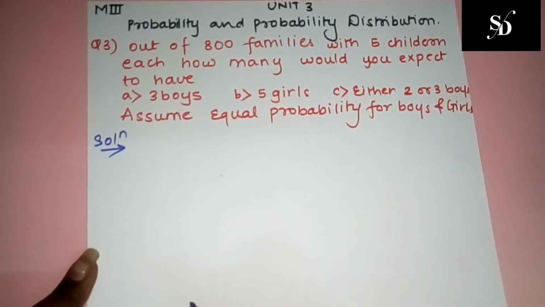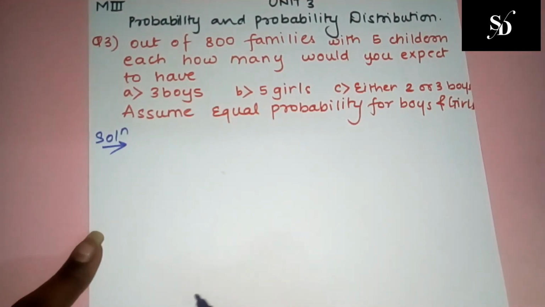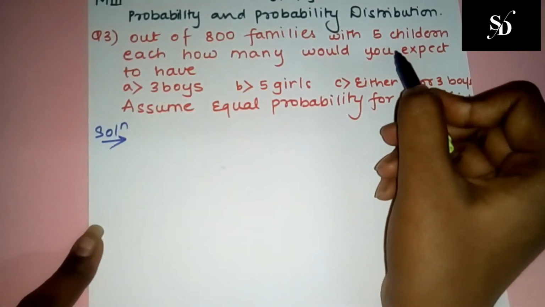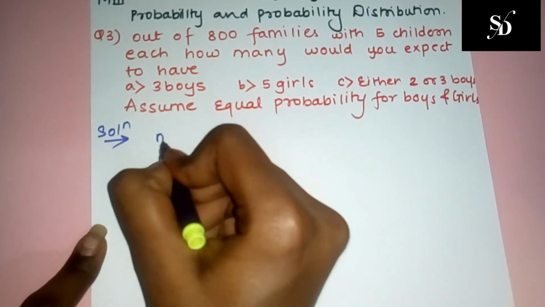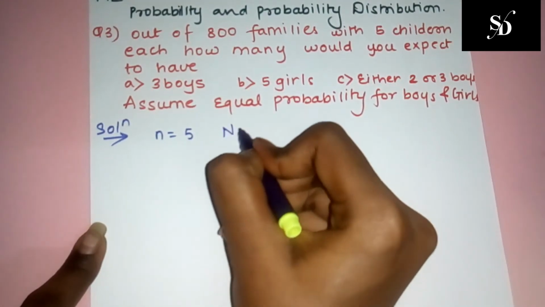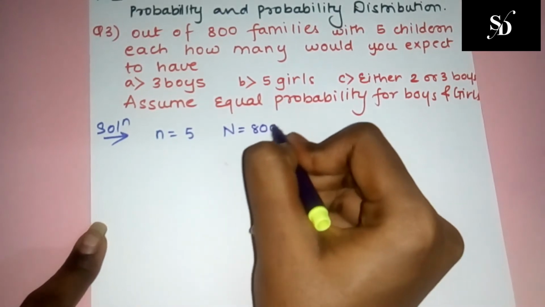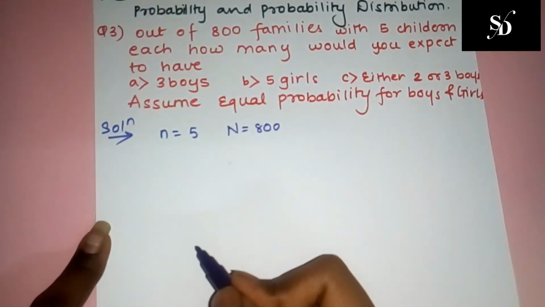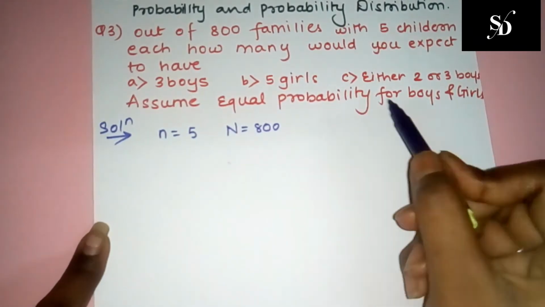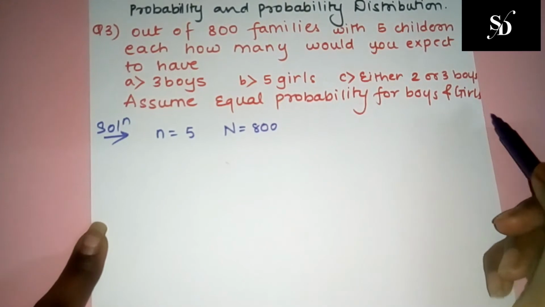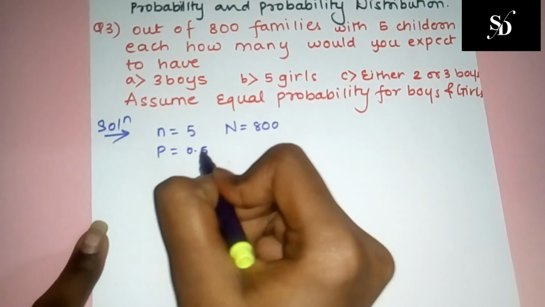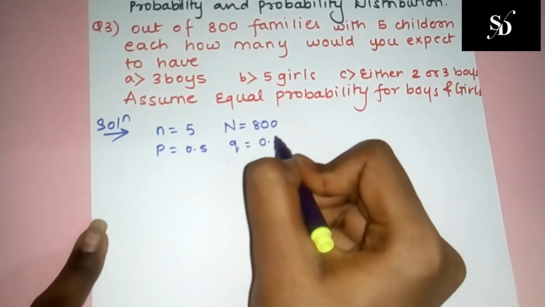So, solution. First, what they're telling us here is there are 800 families with 5 children each. Now this 5 will be the small n and 800 will be our big N. So N is equal to 800, small n and capital N. Then they have given, assume equal probability for boys and girls. Now equal probability means P is equal to 0.5, Q is equal to 0.5.